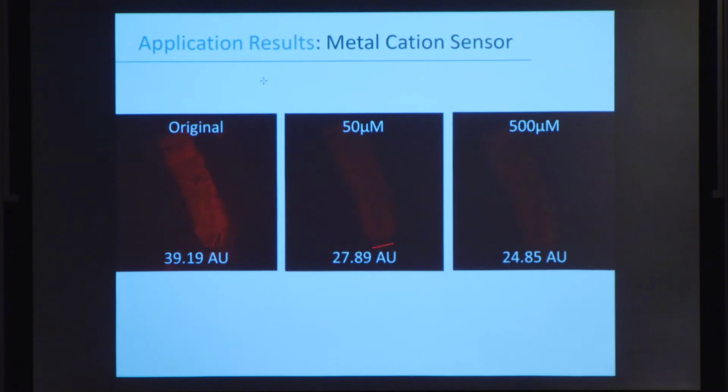And so this is the original sample after doping, before exposure to copper chloride, which was what we're trying to detect. This is after exposure to 50 micromolar copper chloride, so you can see the structure getting significantly dimmer. And this is just above the threshold for toxicity in copper. And then you see the structure getting a little bit dimmer after addition of an additional concentration.